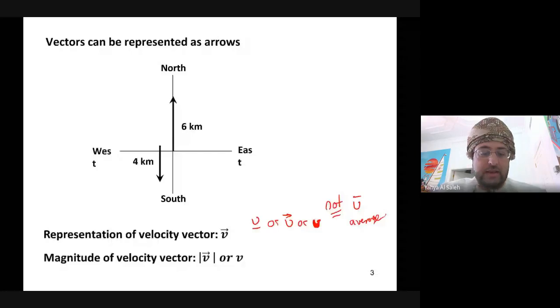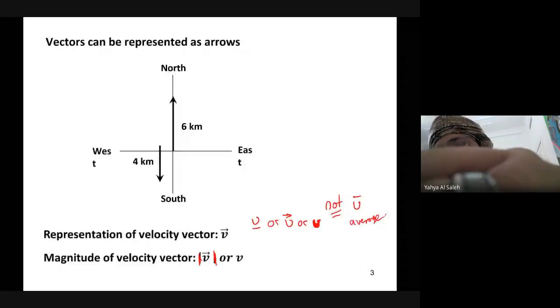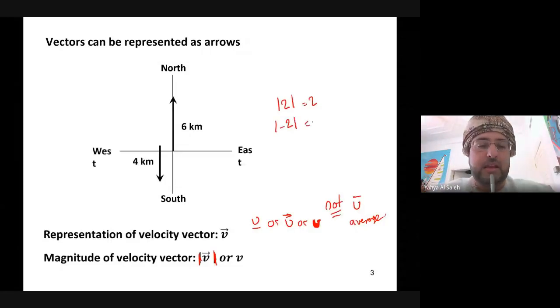Now, as we said, a vector has a number and a direction, right? The number is what we call magnitude. And we represent it by putting these two lines, two walls, to the left and to the right of the vector, to denote that this is only the magnitude component, and there's a direction component which we're not writing. So the magnitude of 2 is 2. The magnitude of -2 is also 2. So you don't look at the direction. You just look at the number.